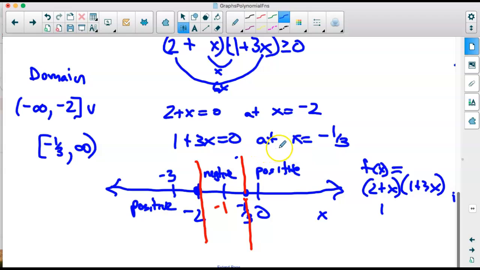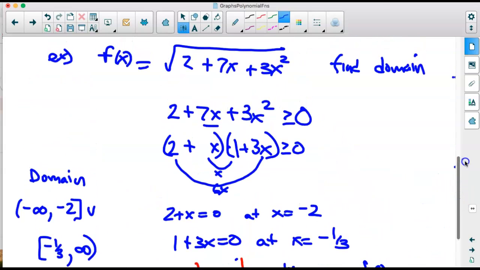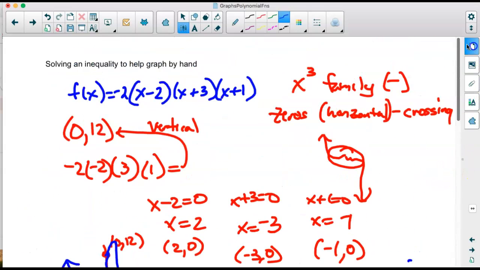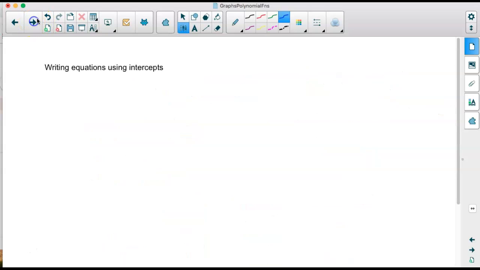I found out where it was 0, and then I checked in between to make sure which area is going to give me the domain of this function. Okay, so that's how we use intervals to check domain and to help us graph.